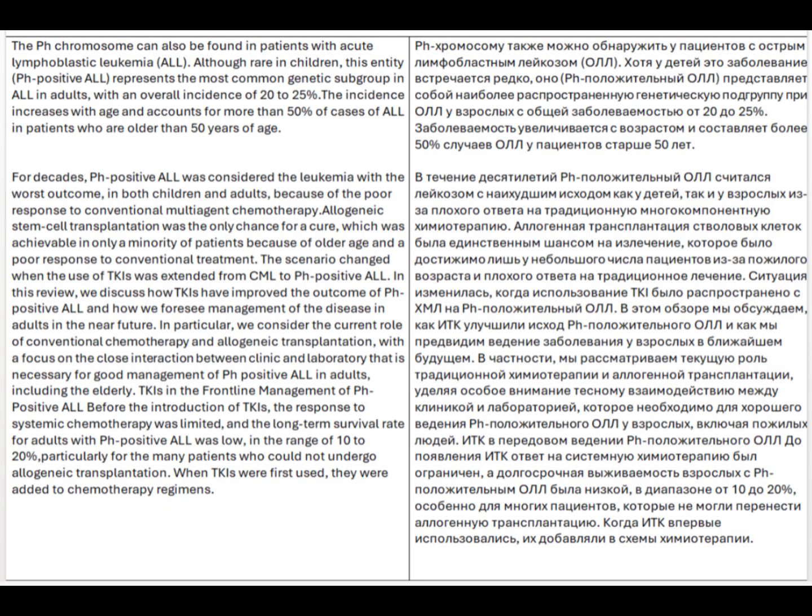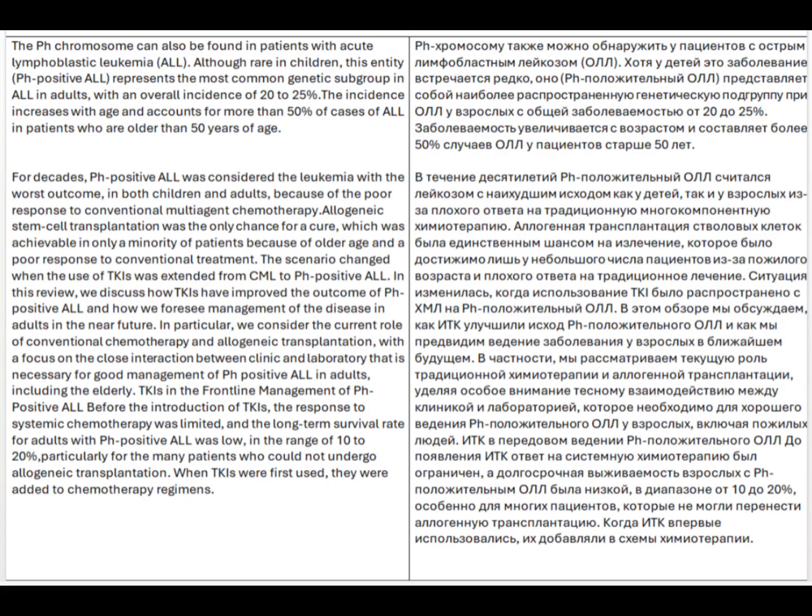The incidence increases with age and accounts for more than 50% of cases of ALL in patients who are older than 50 years of age. For decades, Ph-positive ALL was considered the leukemia with the worst outcome, in both children and adults, because of the poor response to conventional multi-agent chemotherapy. Allogeneic stem cell transplantation was the only chance for a cure, which was achievable in only a minority of patients, because of older age and a poor response to conventional treatment.